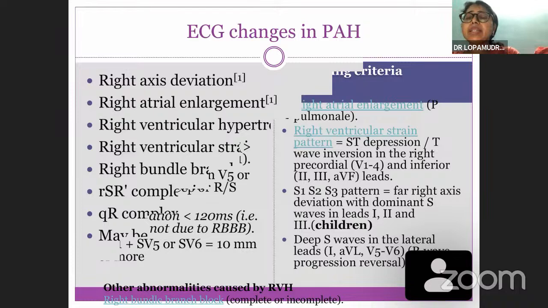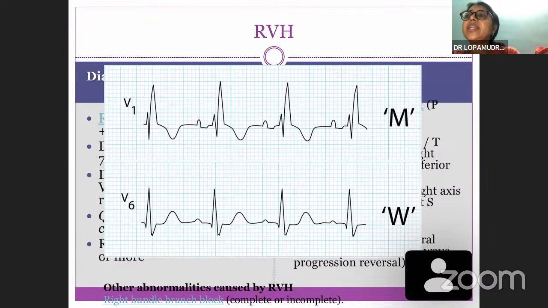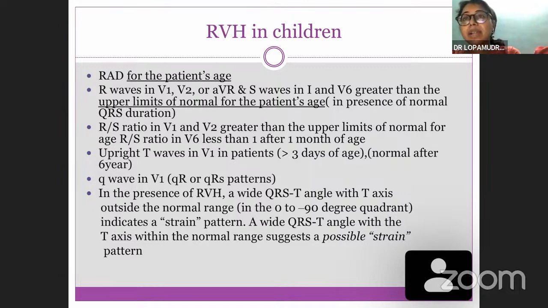So like LVH, the RVH also has criteria. But more important for children is the age-based cutoff that we have to apply. So on the right side, in V1, V2, the R wave will be prominent, and in V5, V6, the S wave will be prominent. And the RS ratio, right axis deviation, R wave in V1, V2, and S wave in V1, V5, and V6, the cutoff has to be higher for diagnosing RVH rather than the specific cutoff which is used for adults.